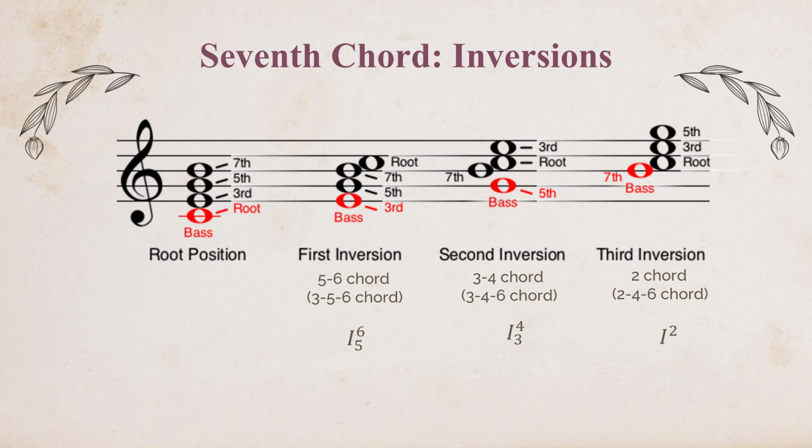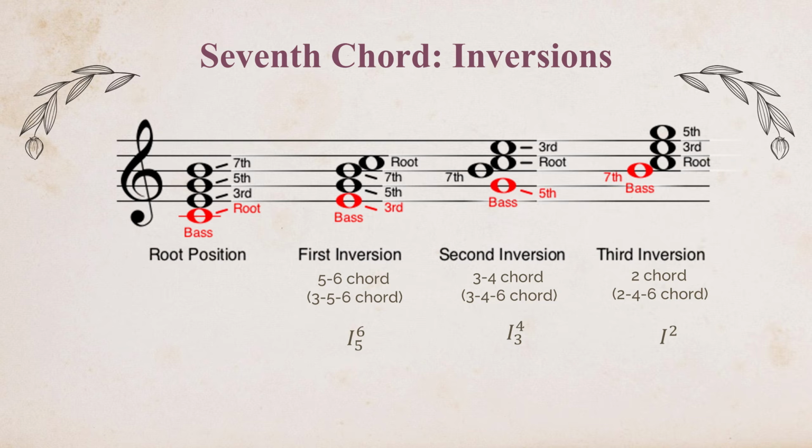Now, let's take a quick look at inversions of 7th chords. The first inversion happens when you move the root up an octave, making the third the bass note. From the bass, the other chord tones are a third, fifth, and sixth above, hence the name 5-6 chord. For the second inversion, move the third up an octave as well. The fifth becomes the bass, and now the intervals above are a third, fourth, and sixth. This is your 4-3 chord.